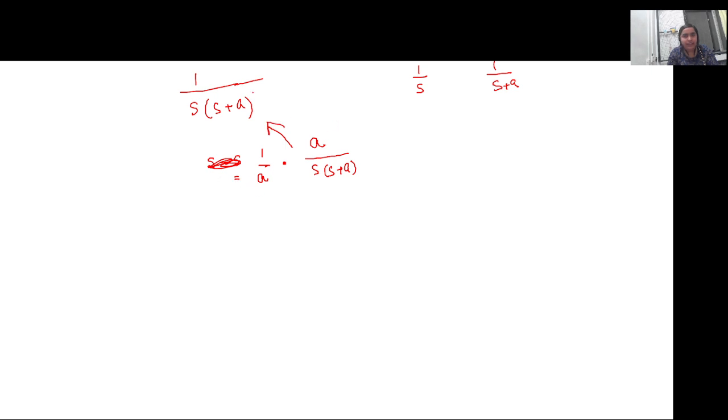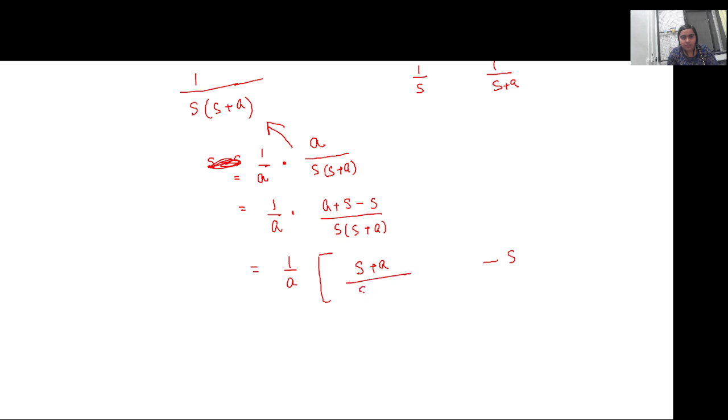A will get cancelled and it will become 1 by s of s minus a. Now you just write s minus s to it. Again, it is the same thing, s of s plus a, because s will get cancelled, a will get cancelled, and it will end up to the same expression. Now you separate out the terms. So s plus a you separate out and minus s you separate out.